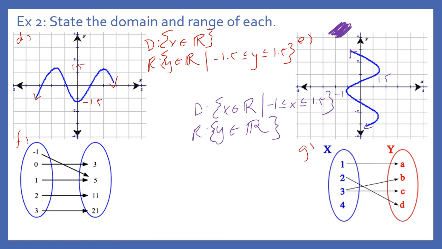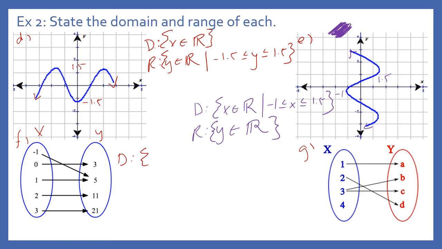F, mapping diagram. Now, if you are tempted to say everything between negative 1 and 3 for your domain, don't forget that's x, that's y. I like where your head's at, but those are only coordinates. So there is no 2.1, 2.2, 2.3 or anything like that. Those are the only 5 x coordinates. So we have to list them.